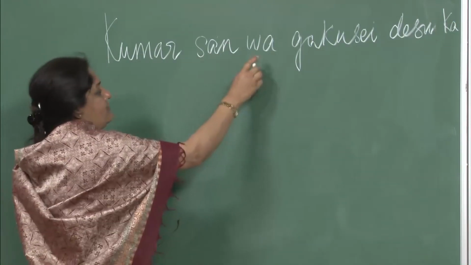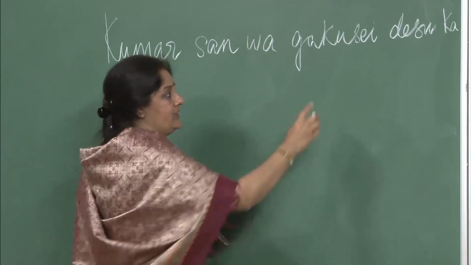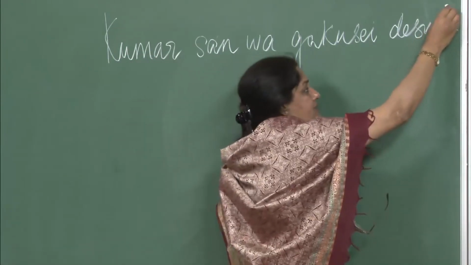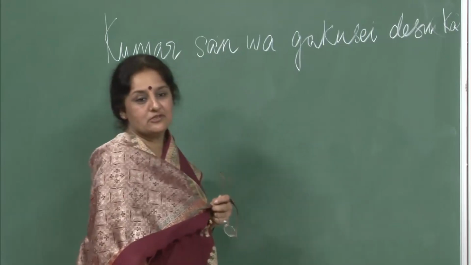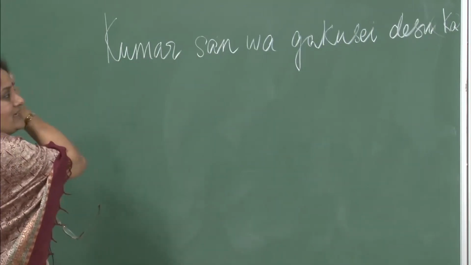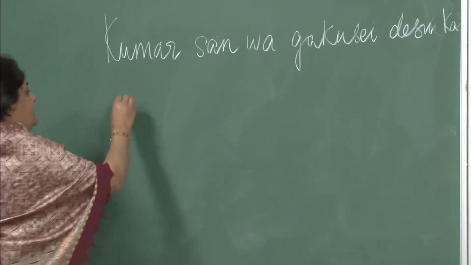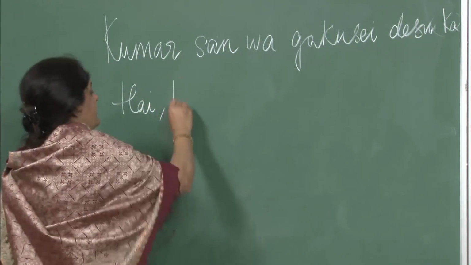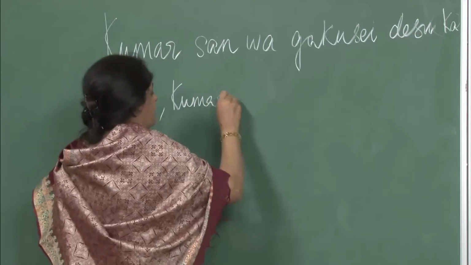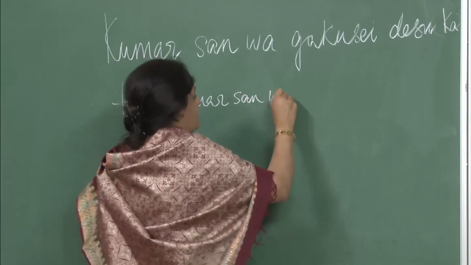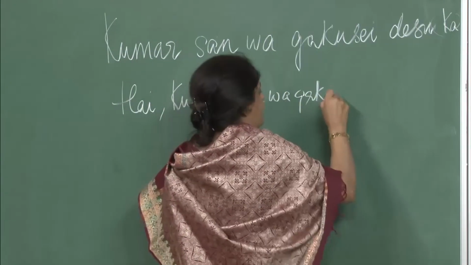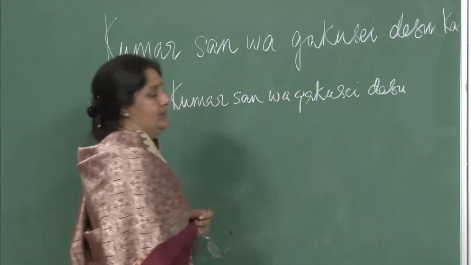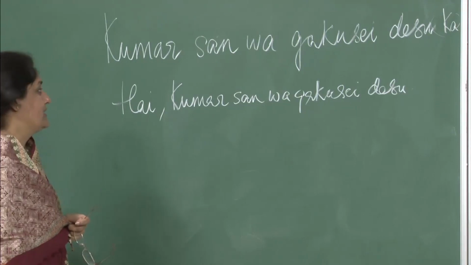Well, Kumar san wa, wa is a particle, I told you earlier. Gakusei is a student. Desu is the verb part, and ka, as I had told you earlier, makes a statement into a question. So, Kumar san wa gakusei desu ka? The answer I told you was hai. How to say in positive? Hai, Kumar san wa gakusei desu. Okay?